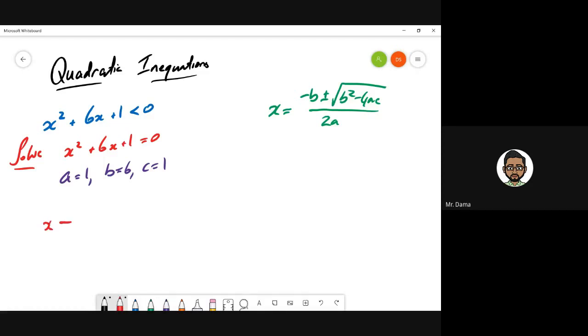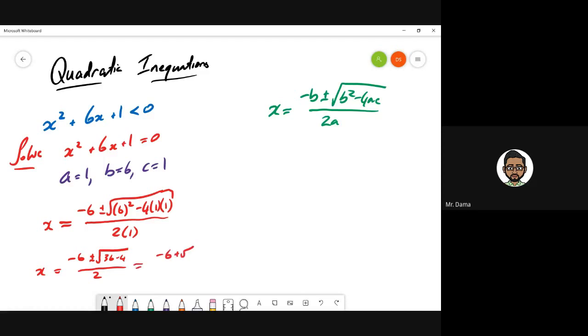x equals negative 6 plus or minus the square root of 6 squared, minus 4 times 1 times 1, all over 2 times 1. Let's simplify this a little bit. It's negative 6 plus or minus, 6 squared is 36, and that's 4, so that's 36 minus 4, all over 2 times 1, which is just 2. And this simplifies to negative 6 plus or minus the square root of 32, all over 2.